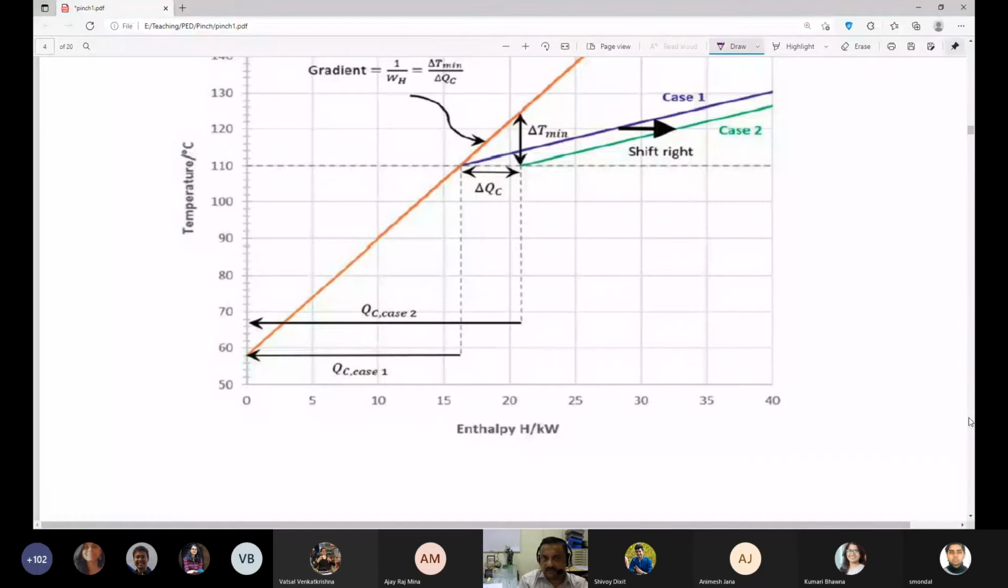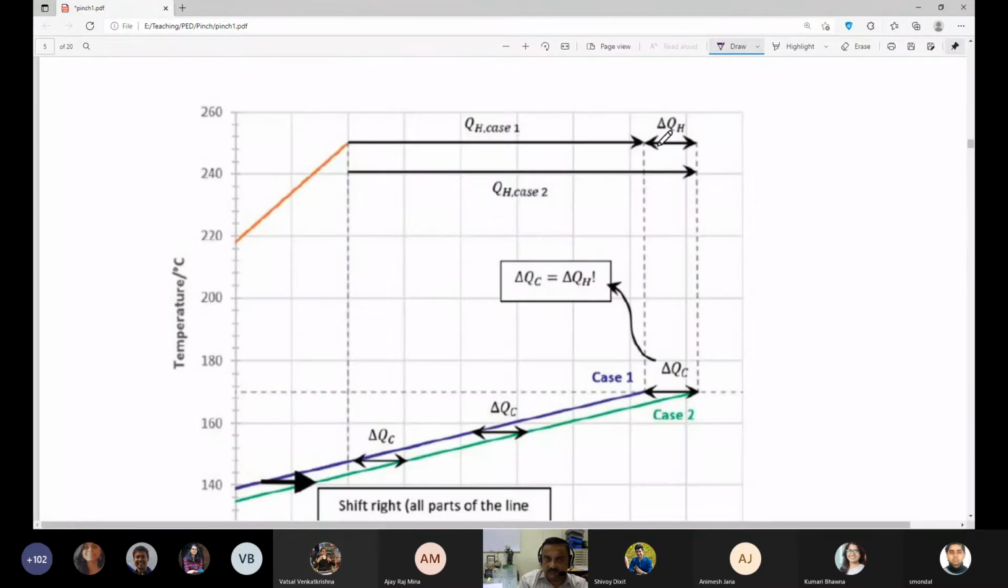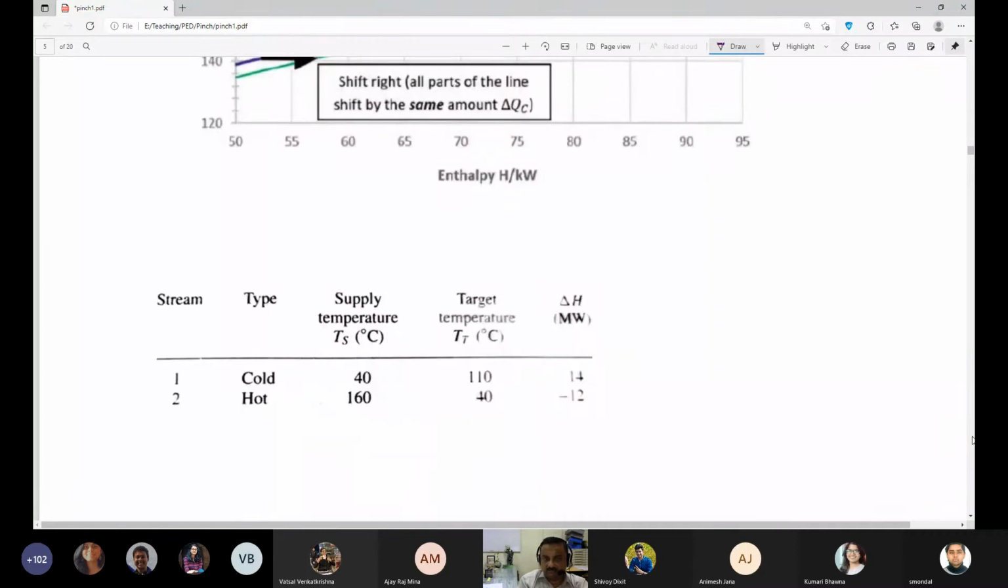So there is an intricate relation between how much saving you make on the hot utility side, how much saving you make on the cold utility side, what the slope of this line is, and what delta T min you maintain.